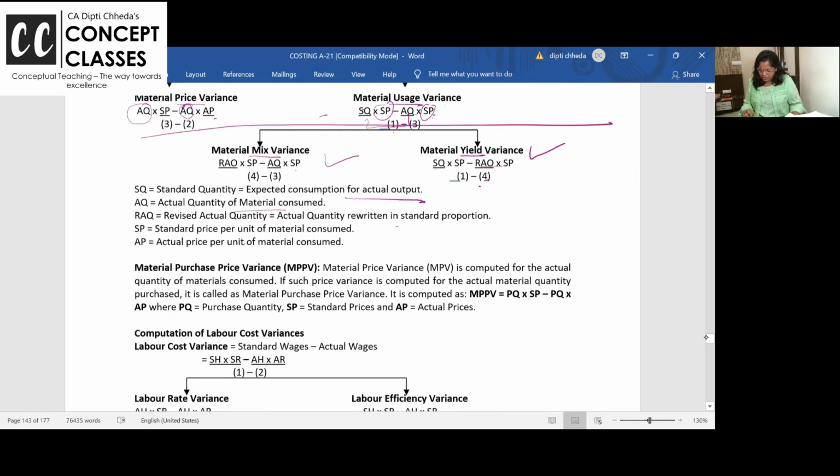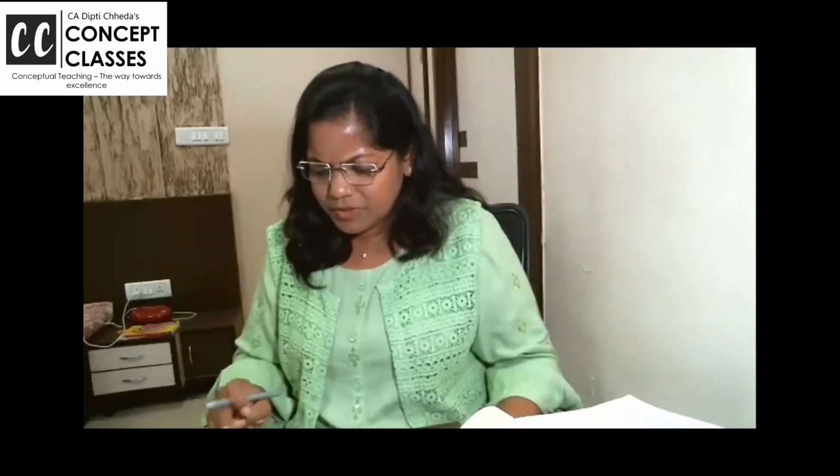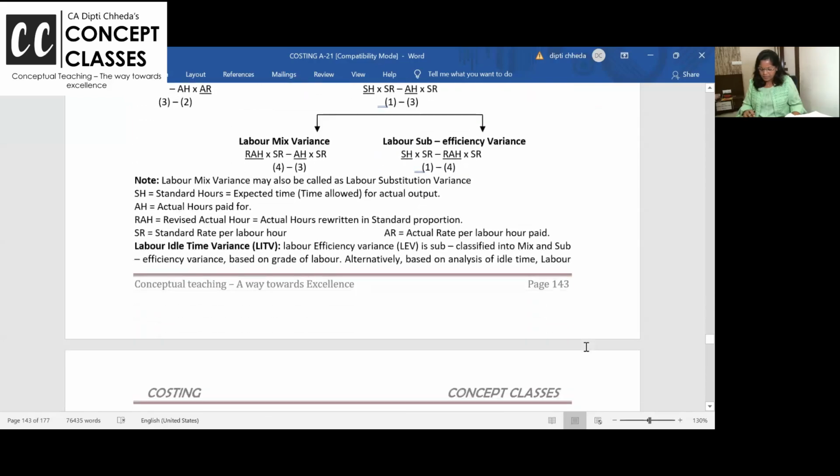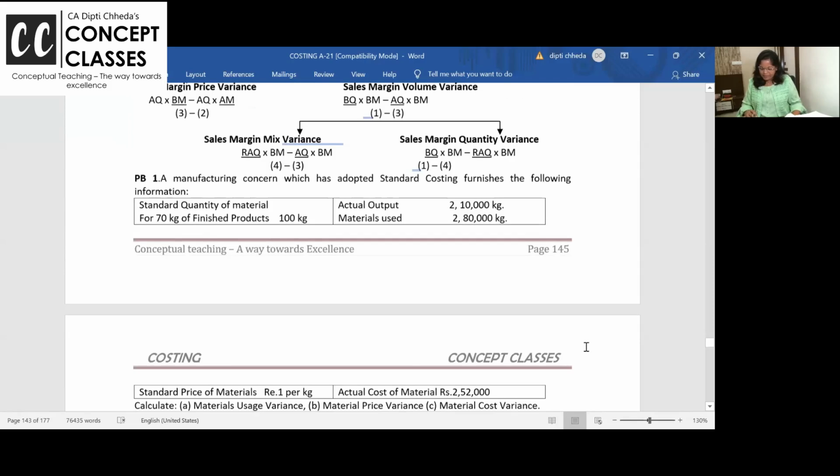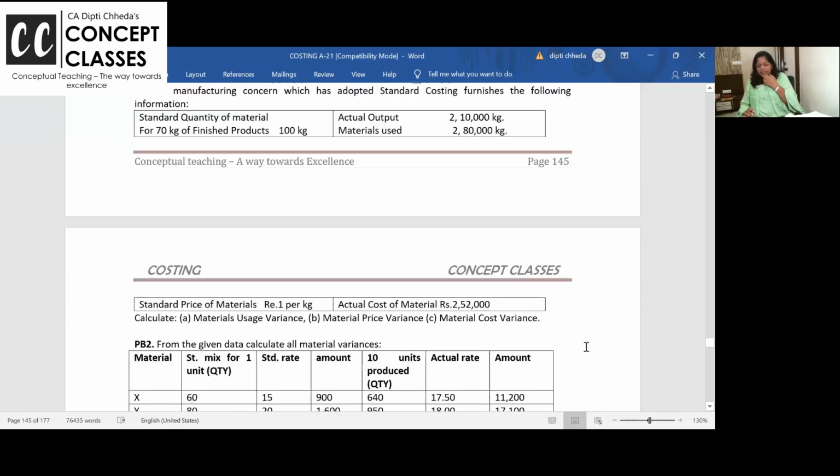Okay? So we will do one variance at a time. By mistake I closed the file. Material variance, let us practice the first problem. First problem in the class now.